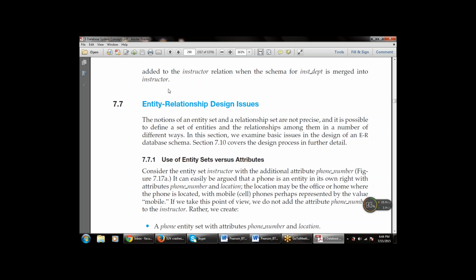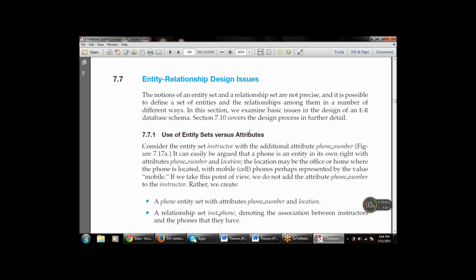So the first part is the use of entity sets versus attributes. Consider the entity set instructor with the additional attribute phone number. It can easily be argued that a phone is an entity in its own right, with attributes for number and location. The location may be the office or the home where the phone is located, with a mobile phone perhaps represented by the value mobile.